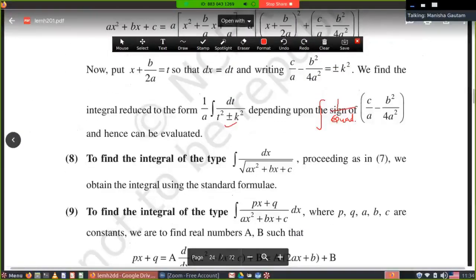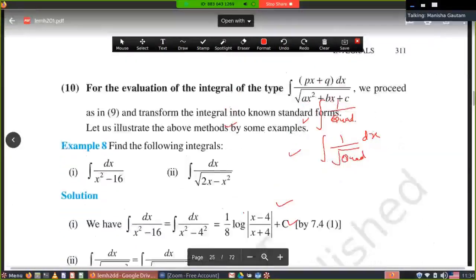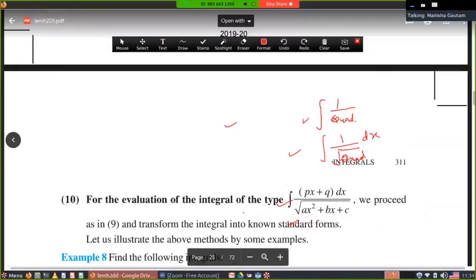Second, we will do integration of 1 upon under the root quadratic. In the previous, only 1 upon quadratic. In the second, integration of 1 upon under the root quadratic with respect to the given variable. Third one, that is linear upon quadratic integration. And next one, linear upon under the root quadratic. We will convert the given function into the standard form, then we will integrate the function.